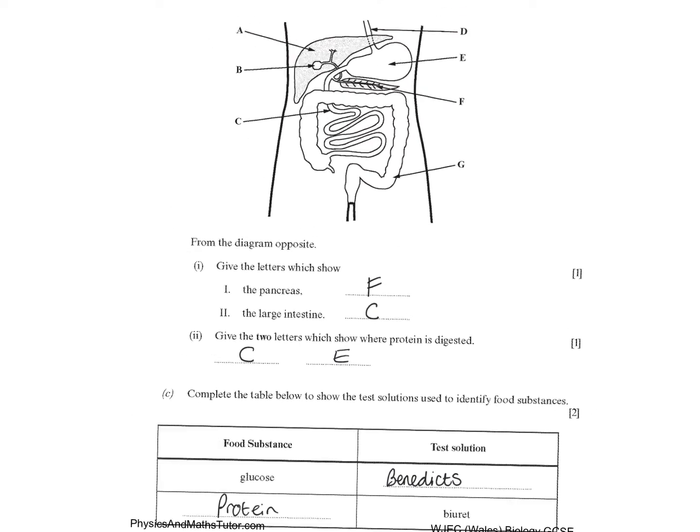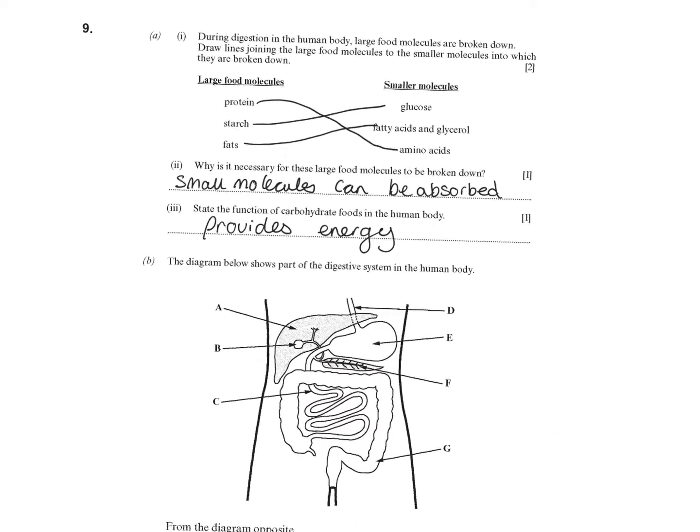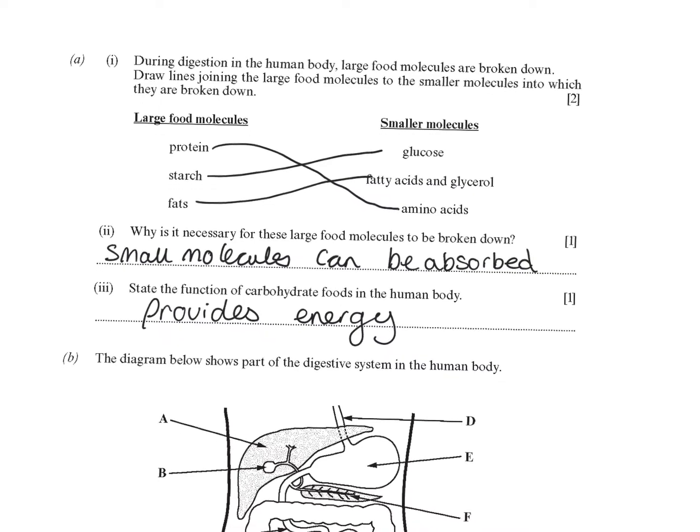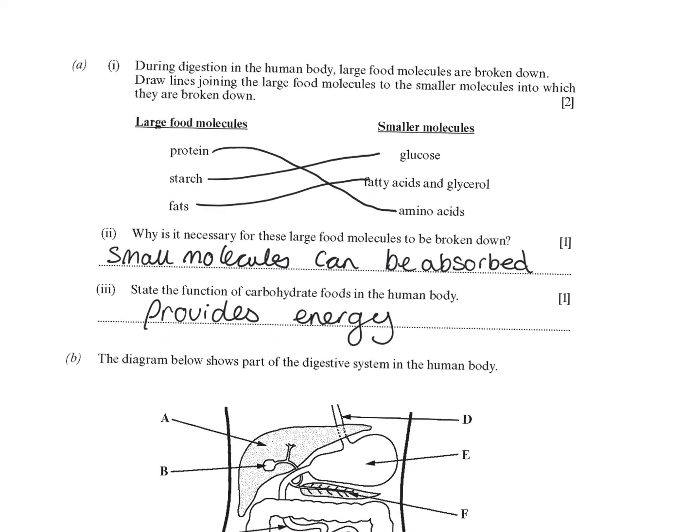Another label in the digestive system. What does it say at the top here? So, what is broken down into what? So, proteins are always broken down into amino acids. Fats, we spoke about this a lot. Fatty acids and glycerol. Starch is then glucose.